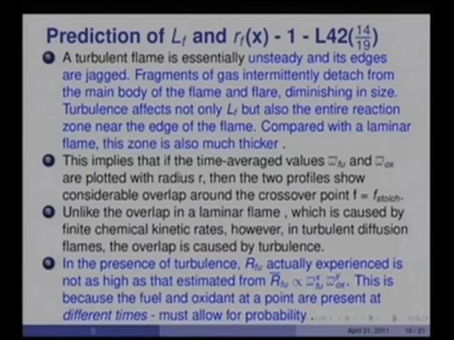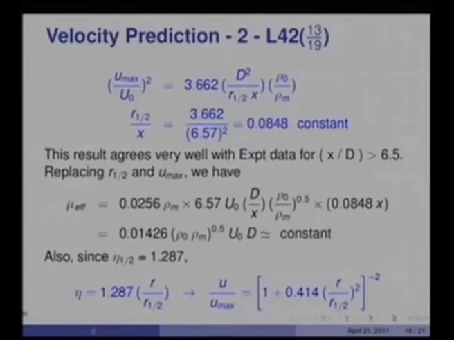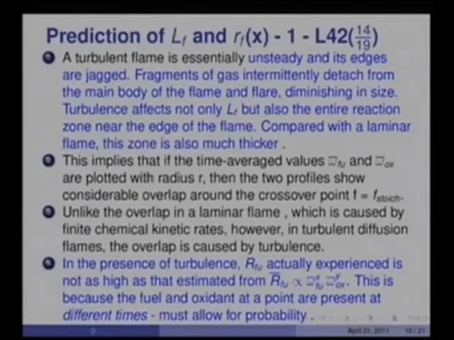We had identified that in laminar flame also there is a slight overlap near F equal to F stoic, but in turbulent boundary layers and turbulent jets, this zone is a little bit thicker. The so called flame zone or the edge zone is somewhat thicker. This implies that if the time average values of omega fu and omega ox are plotted with radius r, then the two profiles show considerable overlap around the crossover point F equal to F stoic.